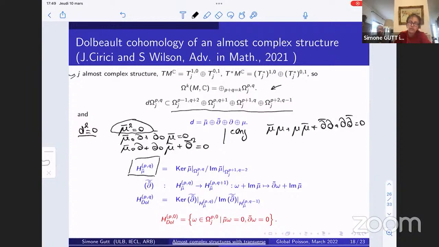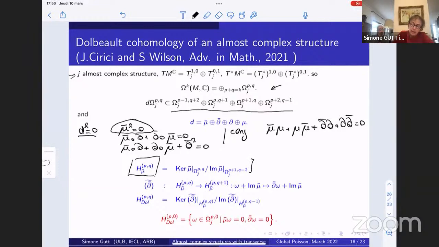so it has a meaning to define the cohomology of mu bar, and you look at the PQ space of that cohomology, which is the kernel of mu bar on the space of PQ forms, and the image of mu bar. Look that mu bar decreases by one and increases by two, so it's the image of mu bar on omega J P plus one Q minus two.